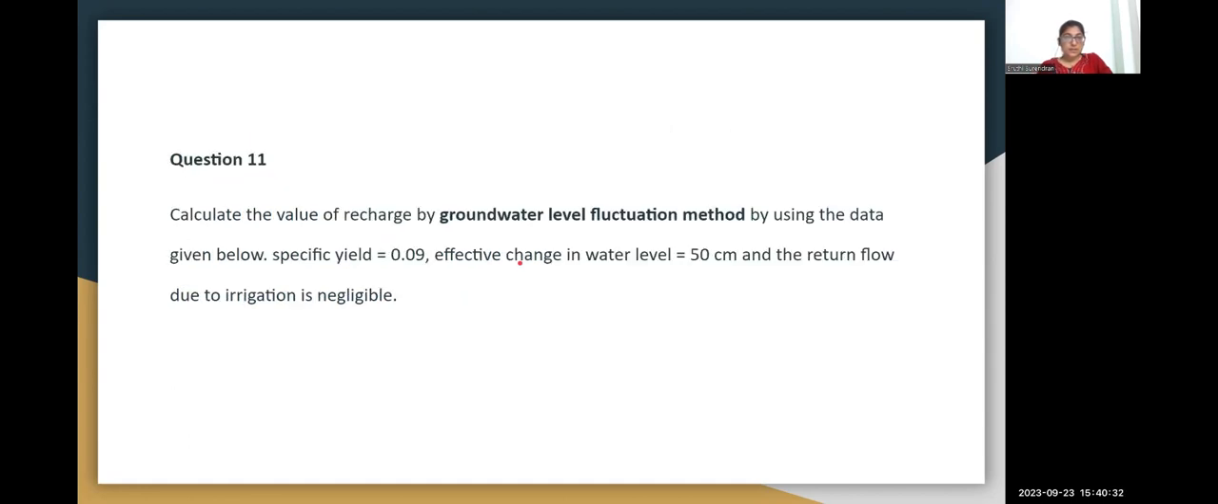Moving on to the 11th question. Calculate the value of the recharge using the groundwater level fluctuation method by using the data given. Here, the specific yield is given, effective change in water level is given, and return flow due to irrigation is said to be negligible, so we can take it as 0. Compute the recharge value. Just to remind you, the formula is Sy into delta S plus Tp into Rt. Tp is abstraction, Rt is the return flow, Sy is the specific yield, and delta S is the change in water level.